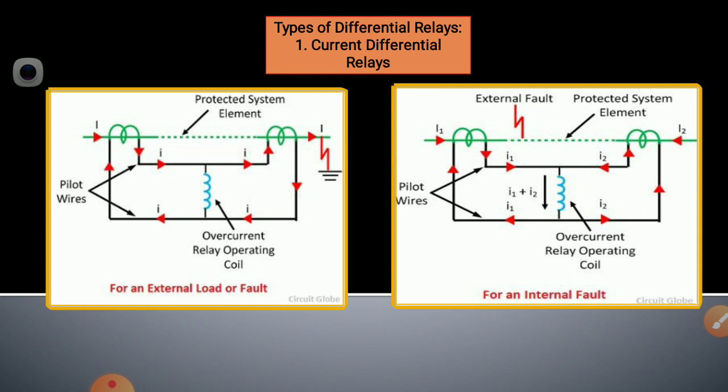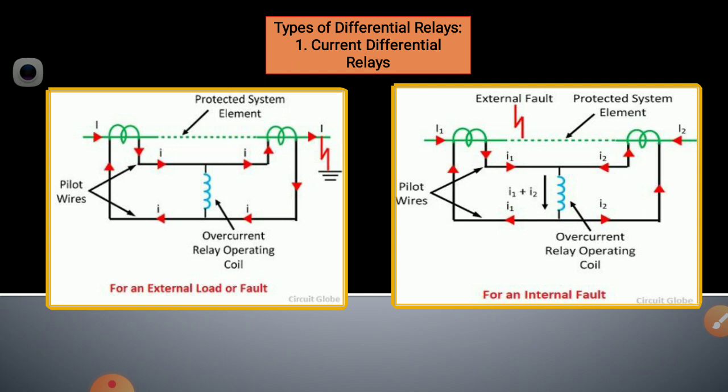So this is very important. Here we use the two set of the secondaries, that is the current transformer, connected in series with the help of pilot wires. That is, green colors are the two CTs and the black color are the pilot wires, connected in series in such a way that they carry the induced current in the same direction. The operating coil of the overcurrent relay is connected across the CT secondary as shown in figure.